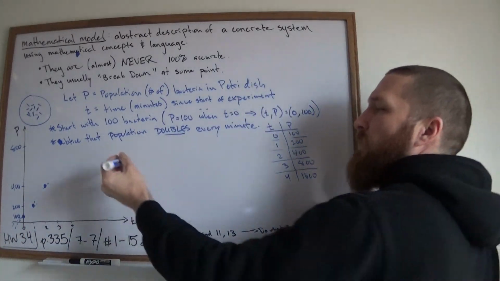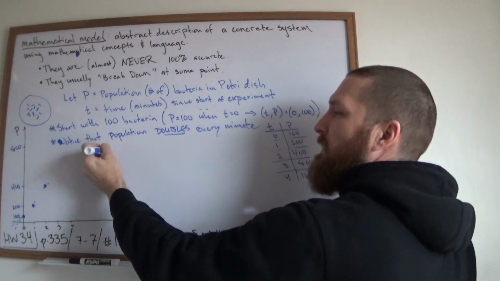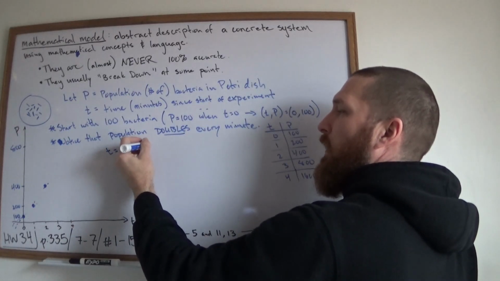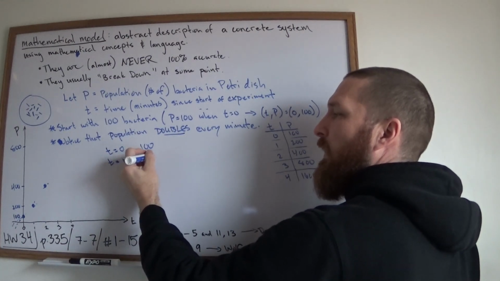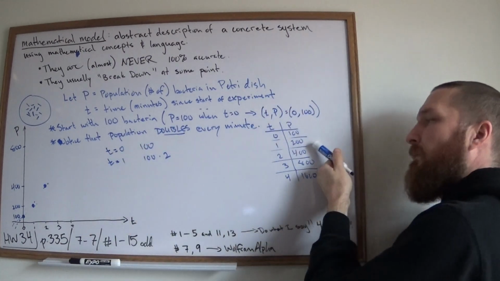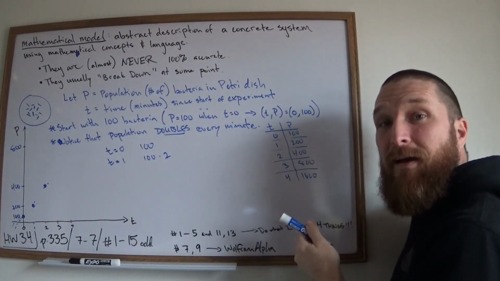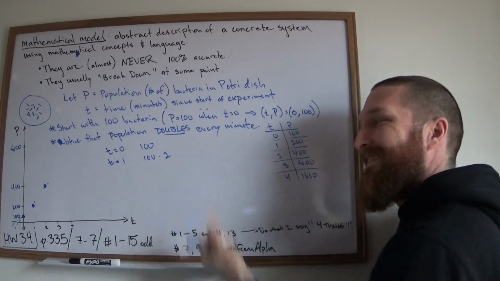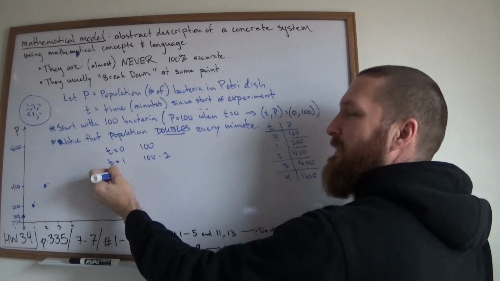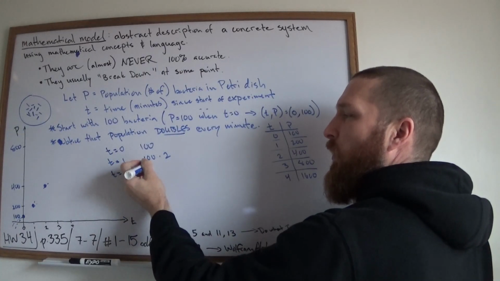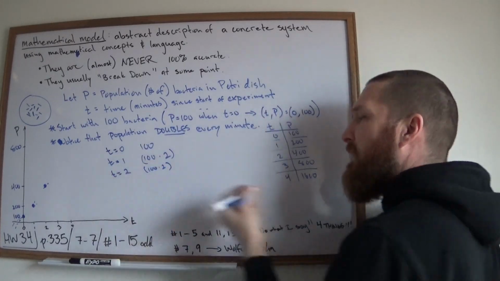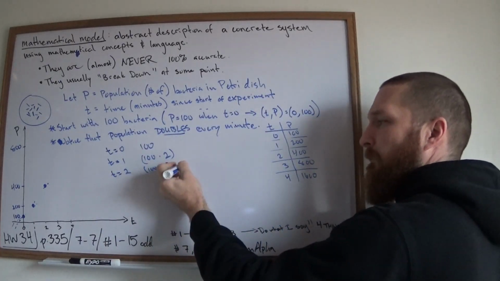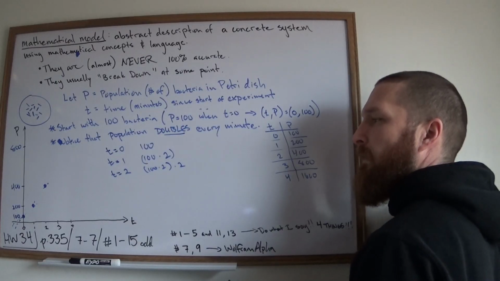If we think about the original population, when t was equal to 0, we had 100. Then when t was equal to 1, we took 100 and we multiplied it by 2. In fact, that's exactly how I got these numbers. I just multiplied it by 2. And then when t was equal to 2, we took the previous thing, 100 times 2, whatever that previous population was, and we multiplied it by 2. Right?